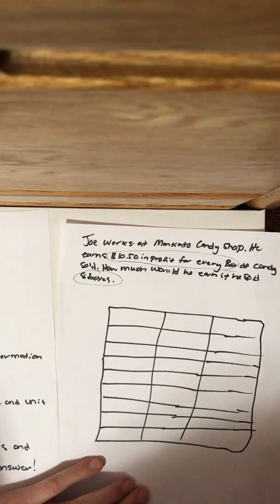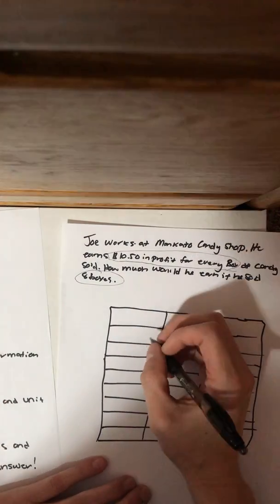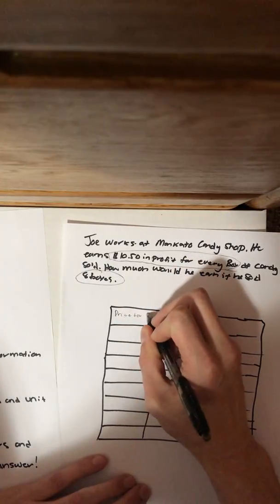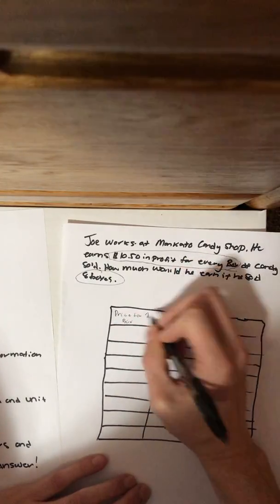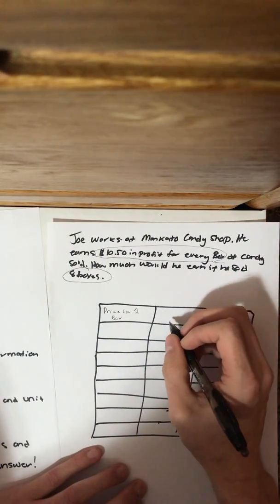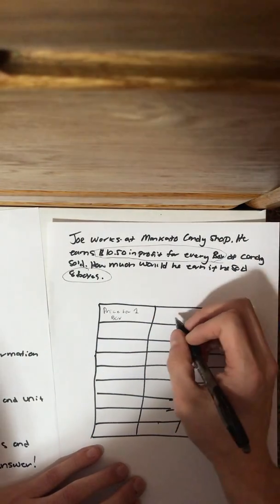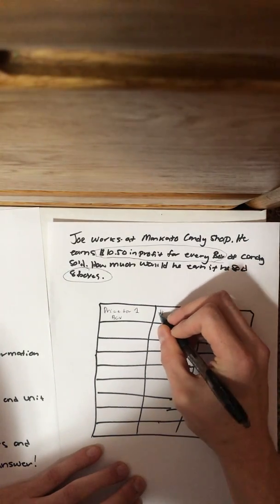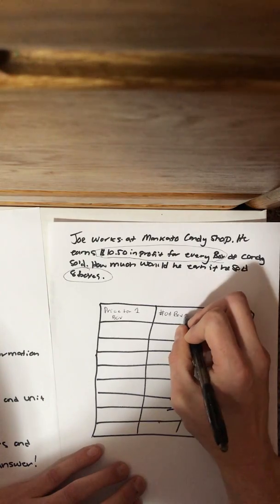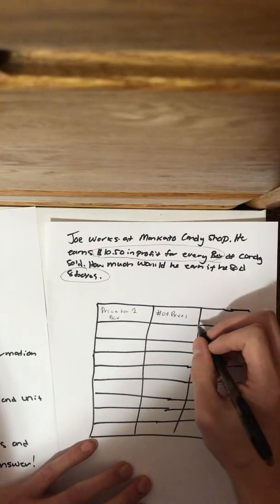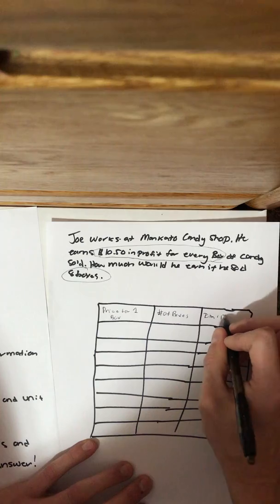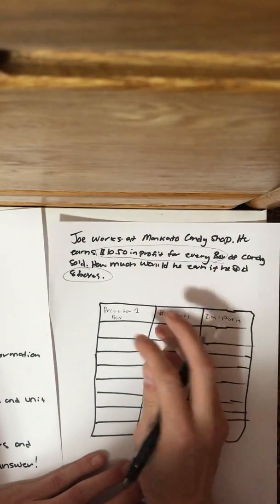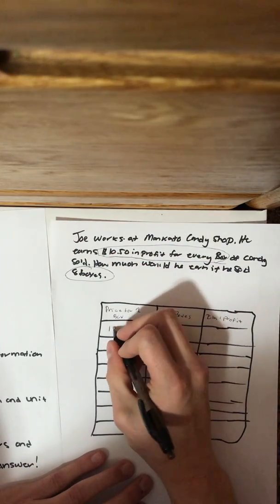On the far left here, we'll start off with the price for 1 box, and then the middle one will be number of boxes, and on the far right it'll be the total profit. So we know that 1 box of candy is $10.50.